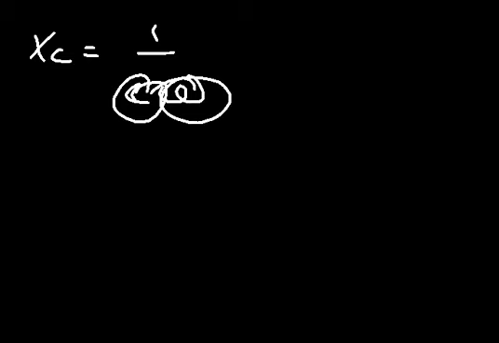So XC is equal to 1 over C times omega. So if we have the capacitive reactance, we can have the capacitance if we have the omega.